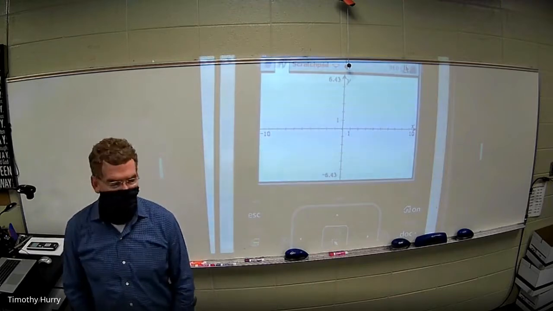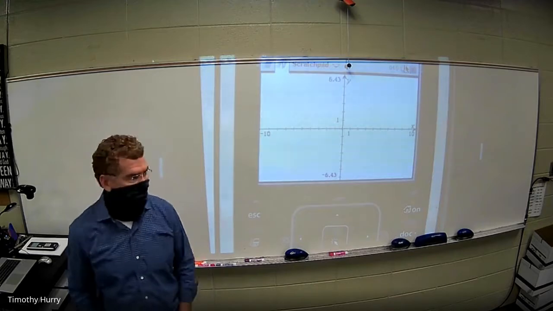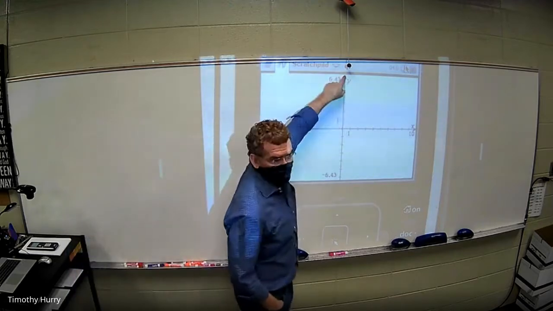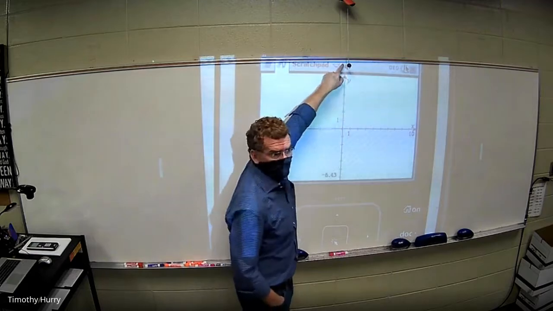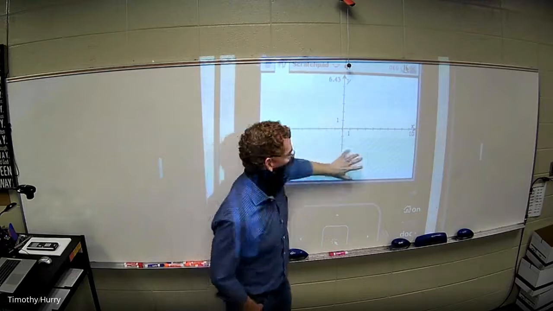Because my window is pathetic. I mean, I threw this from a height of what? 7 feet? And it didn't even start. It's off this graph here. Now, I certainly don't need to see anything negative. Not that, or not that.